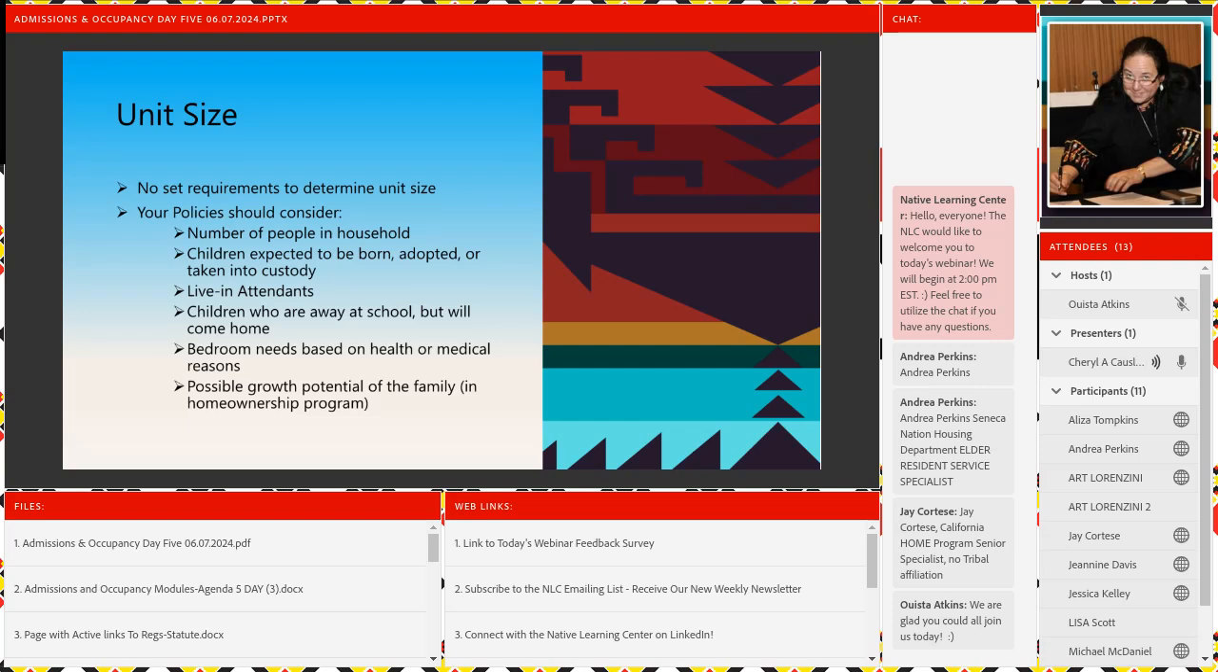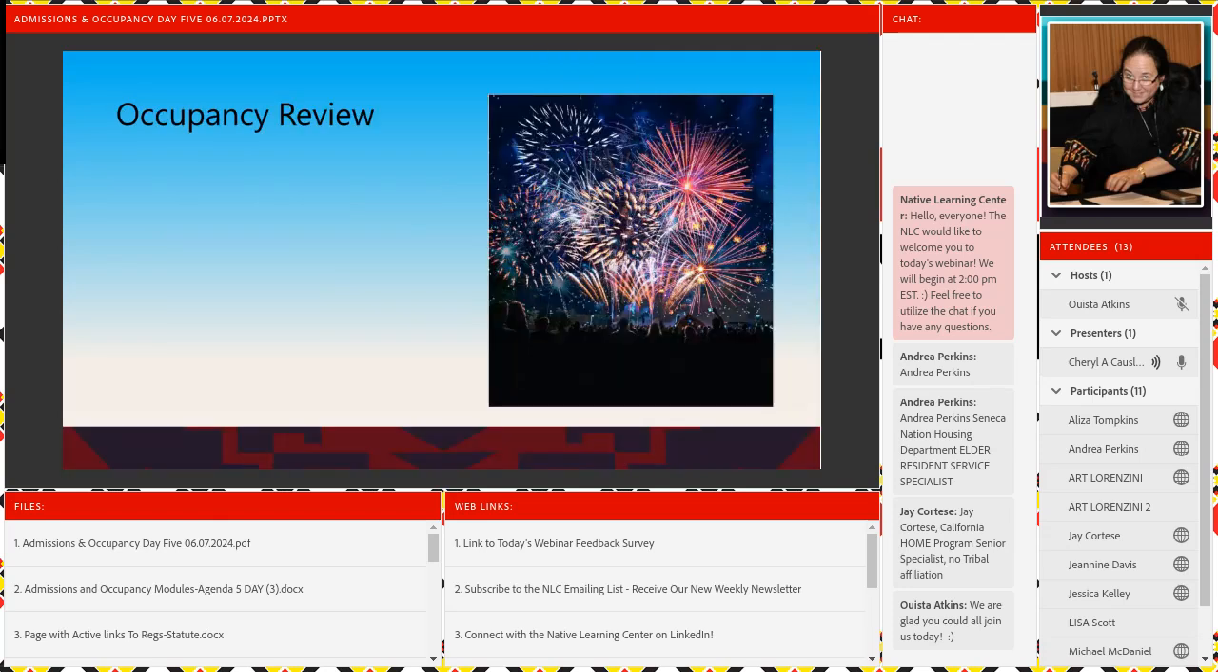So there are no set requirements to determine unit size. Your policy should consider the number of people in the household, the children expected to be born, adopted, or taken into custody. You can take that into consideration if they're foster parents and they often bring in children, live-in attendance, children who are away at school but come home during certain times of the year. Bedroom needs based on health or medical reasons, possible growth potential in the family, especially within your home ownership program.